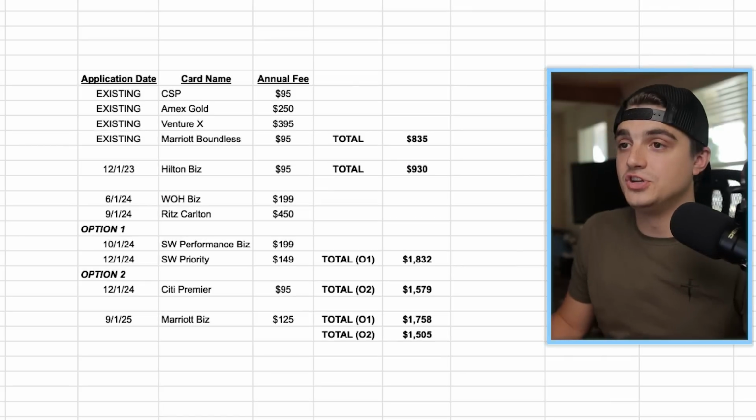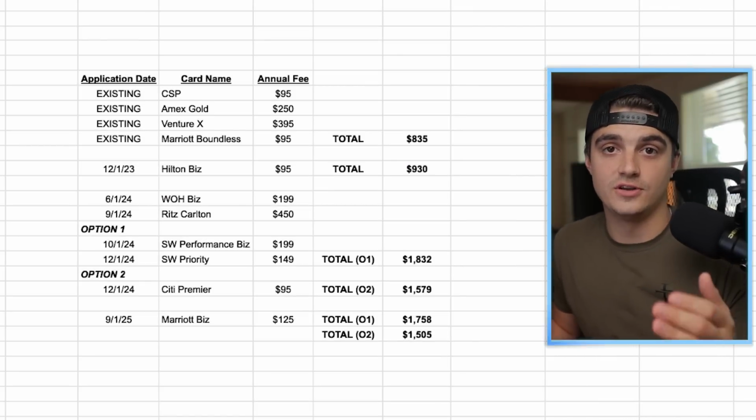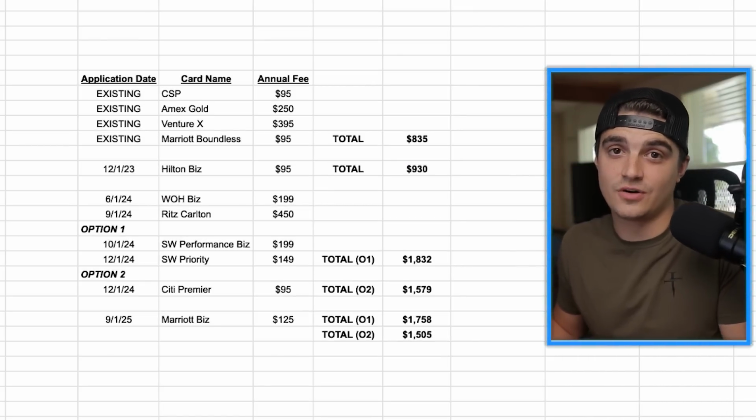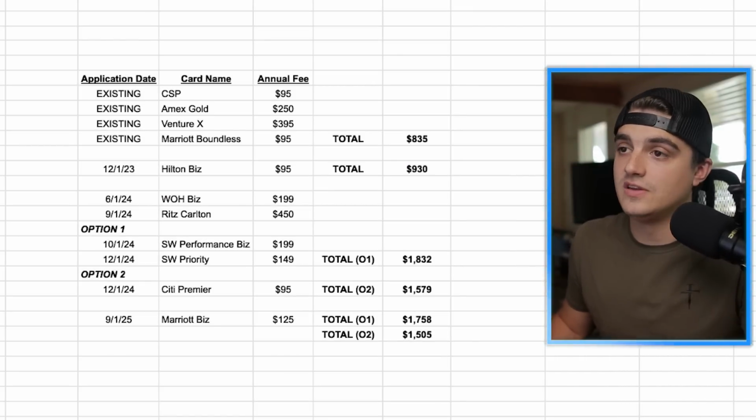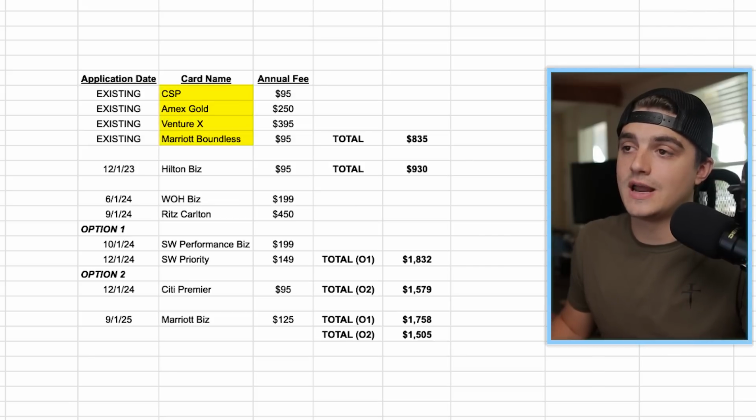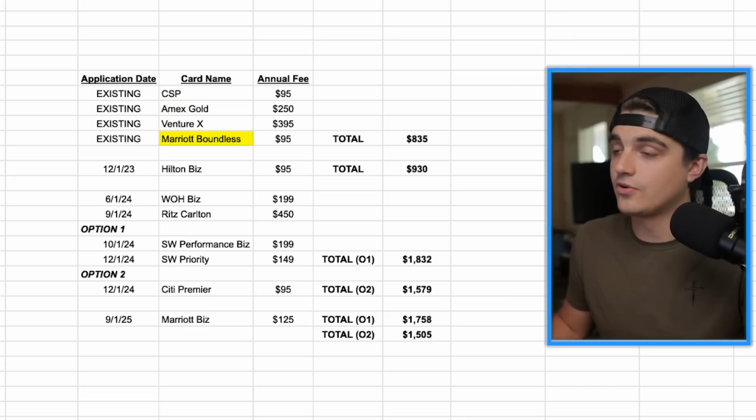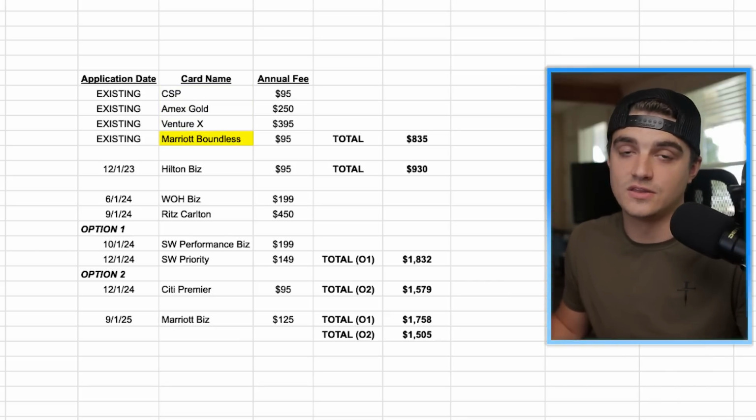So now that we're on my spreadsheet, of course, the most natural place to start is by discussing the annual fees on the cards that I already have. As you can see at the top here, I have 4 credit cards right now that have an annual fee on them, with my most recent addition being this Marriott Boundless credit card that I added, I guess, last week at the time of y'all seeing this.